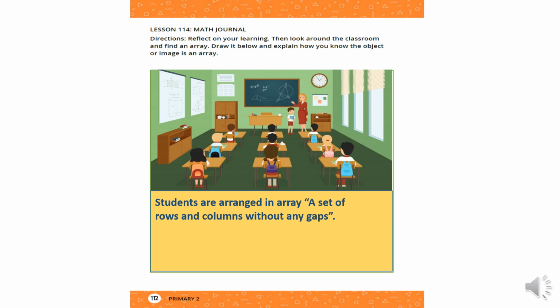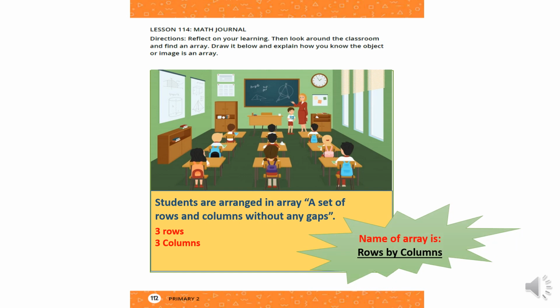Okay, so array is a set of rows and columns without any gap. Here we have students in 3 rows. So the number of rows are 3 rows. And the number of columns, 1, 2, 3. 3 columns. The name of array is rows by columns. 3 by 3 array.